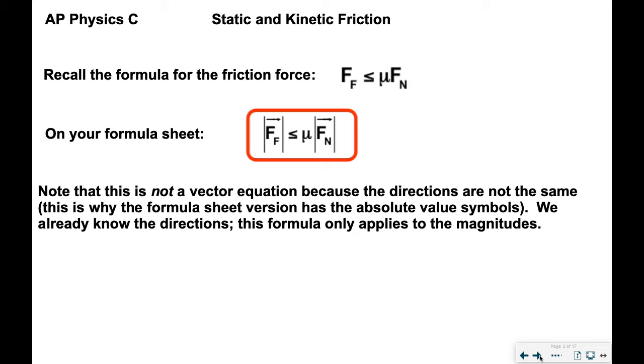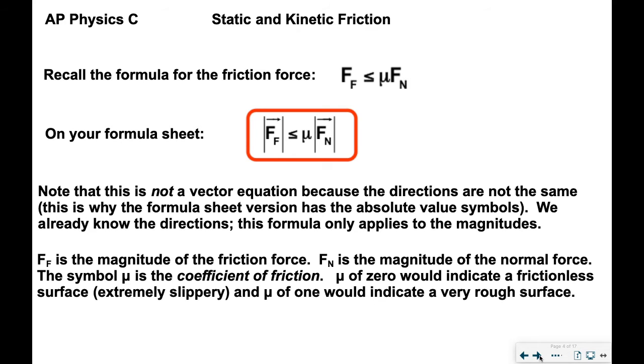We already know the directions of Fn and Ff. Fn is perpendicular to the surface and outward. Ff opposes motion or an impending motion, so this formula only applies to the magnitudes. The mu, of course, is the coefficient of friction. We're familiar with that already. Mu of 0 would indicate a frictionless surface, and a mu of 1 would indicate a surface that's very rough. Usually we're dealing with coefficients of friction that are in between 0 and 1.